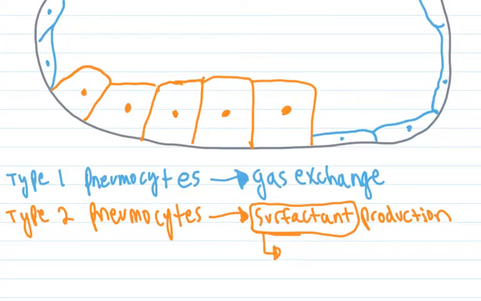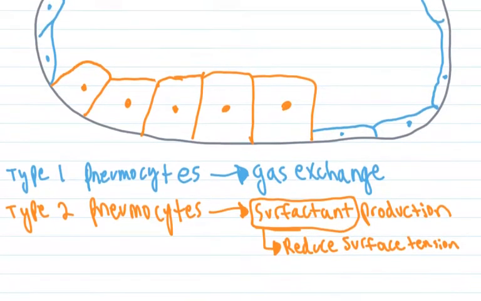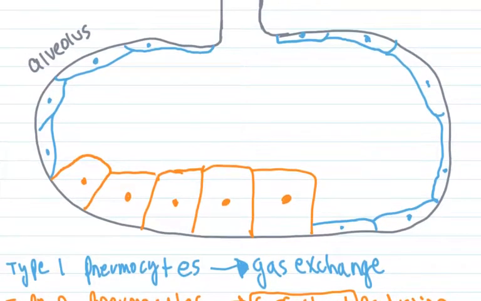So our surfactant, produced by our type 2 pneumocytes, helps reduce surface tension, which also helps reduce the chance of alveolar collapse. So as you can see, our surfactant production is really important. All right, now here's what happens.